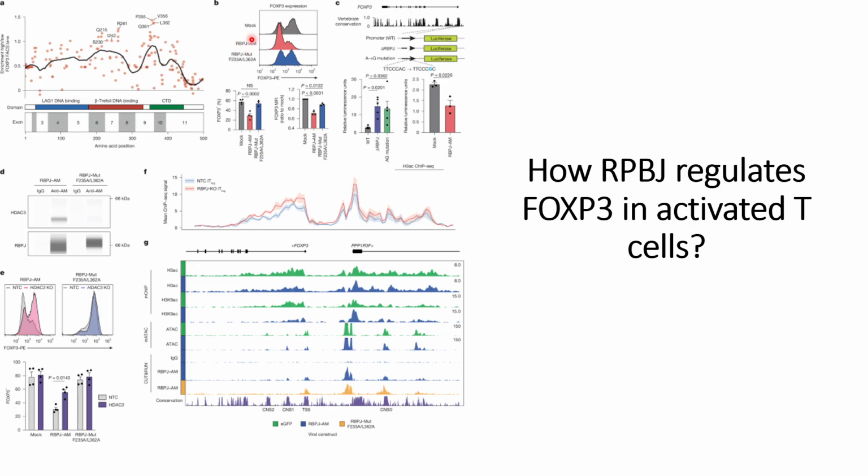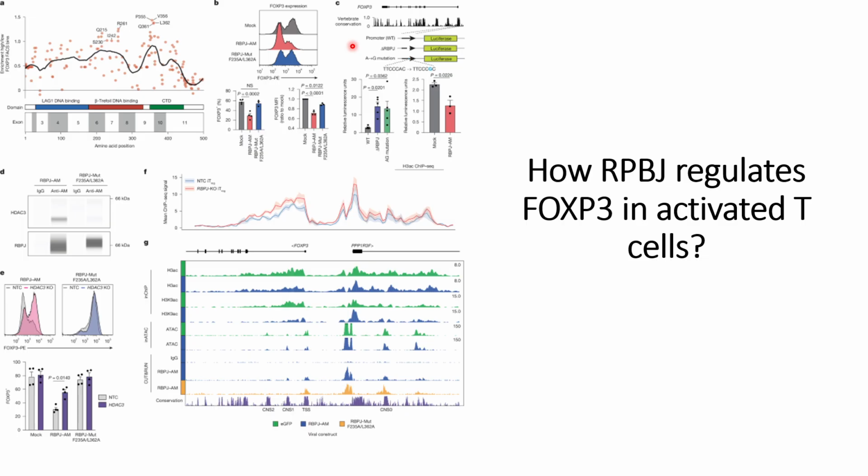In one case, this is the mock control where RBPJ is present. In another case, RBPJ is overexpressed, where we can see downregulation of FOXP3. In the third case, RBPJ is mutated at two sites, P225 and F235 mutated with A, and L362 mutated with A. These two mutations lie in the beta trefoil DNA binding domain and C-terminal domain, and they can see that it helps in the recovery of FOXP3 expression.